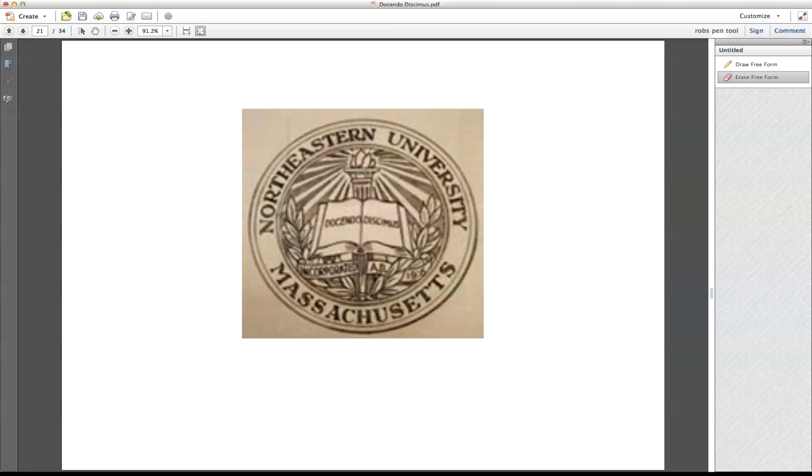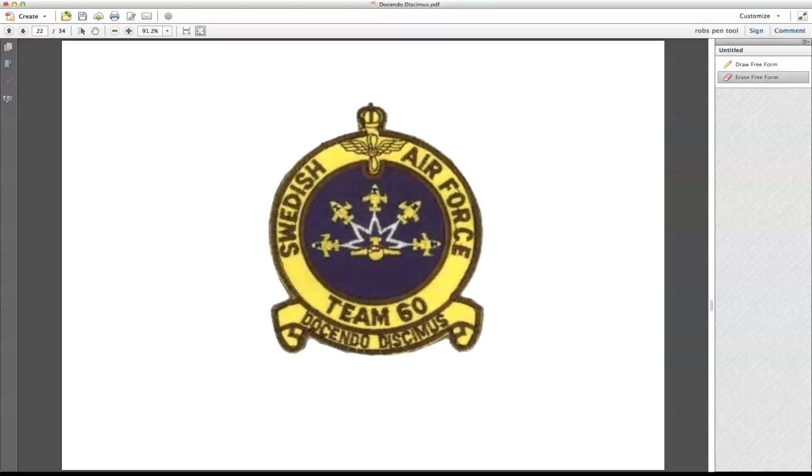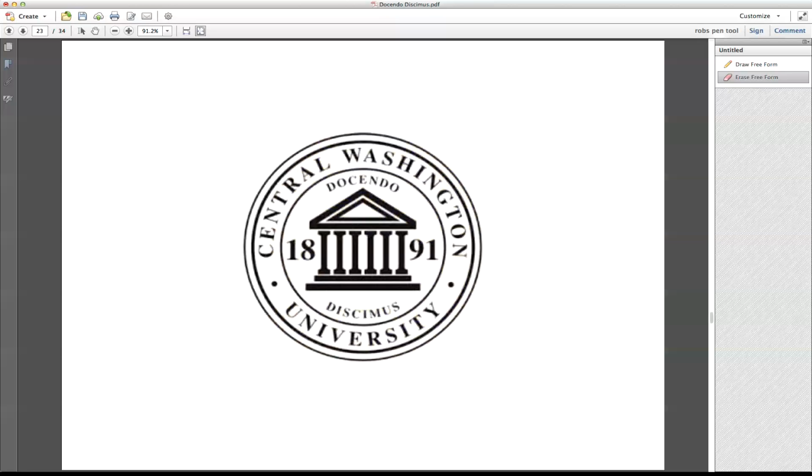Universities have used this motto, this maxim, as their motto. Here's Northeastern University in Massachusetts from a while ago, and even I found this one humorous. The Swedish Air Force, Team 60 anyway, Docendo Discimus. Central Washington University. So it's not uncommon. I just wanted to show that this has been recognized as an important maxim around the world.